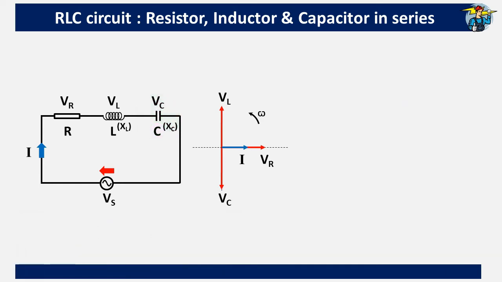Now, let's assume the 3 voltage drops across the resistor, inductor and capacitor are 175, 300 and 150 volts respectively. Supply voltage is not given here.